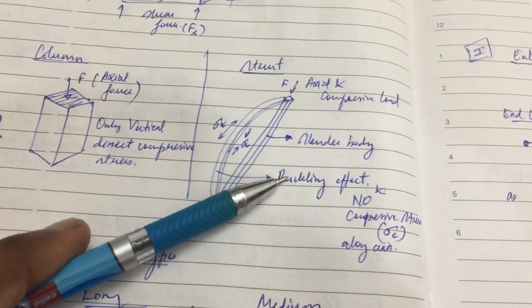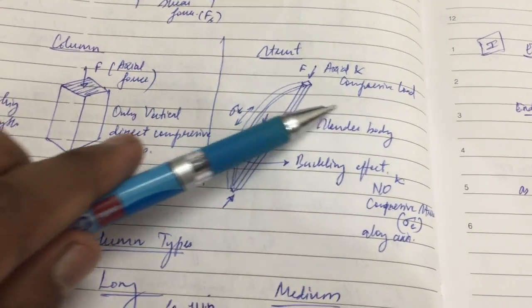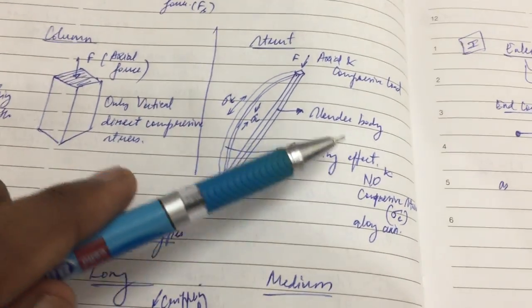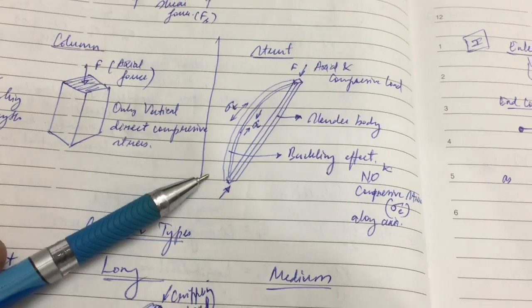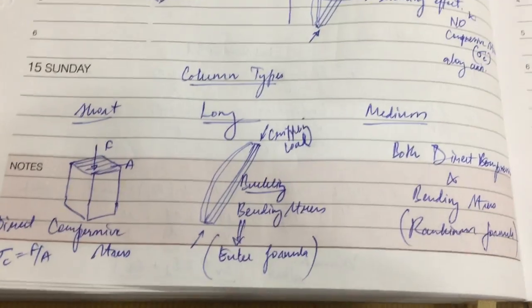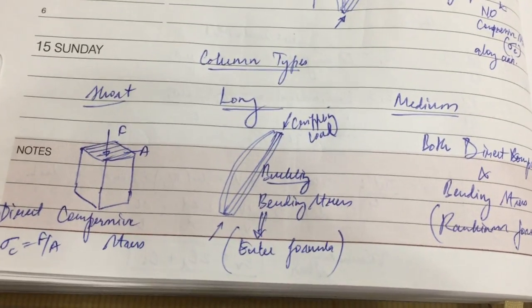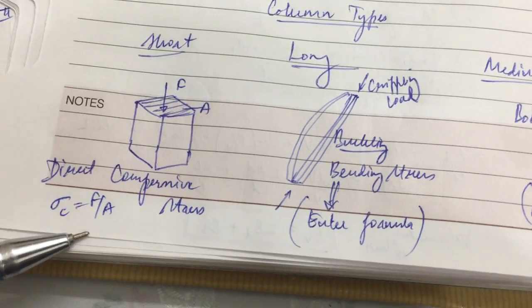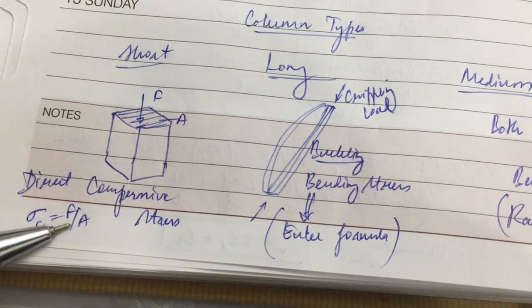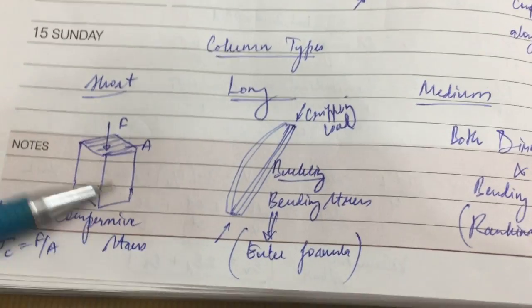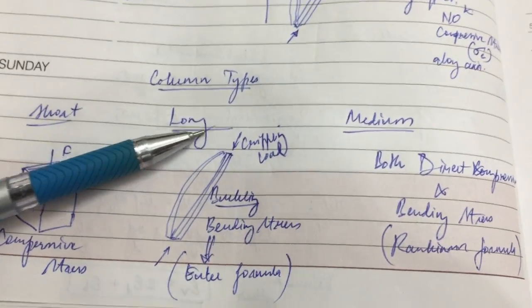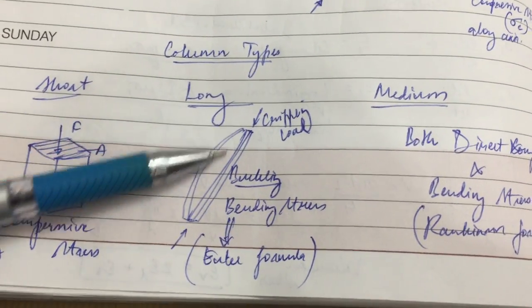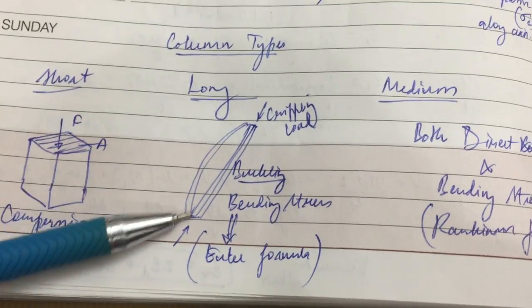The difference between basic column and strut is that the strut is basically a long and slender body, and only axial compressive loads are applied, and this shows a buckling effect, in which no direct compressive stress is applied here, only the buckling effect is there. So types of columns. Basically there are three types: short, long, and medium. In short, only direct compressive stress is applied, that is sigma is equal to F by A.